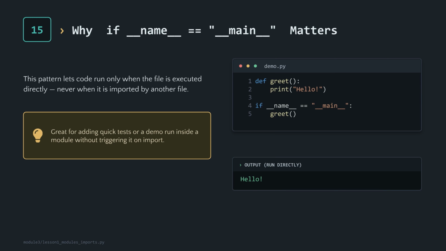So why does that __name__ business actually matter? This pattern lets you write code that runs only when the file is executed directly, and never when it's imported by another file. It is great for tucking quick tests or a demo run inside a module, without triggering them on every import.